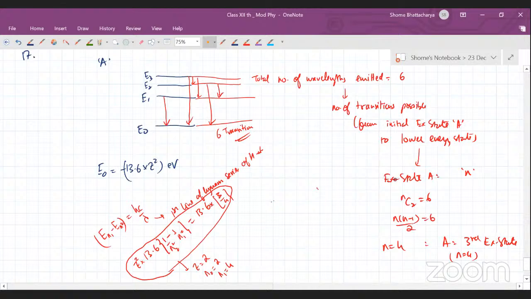From this we have already found out that the higher quantum state is 4. So for n1, n2, we can try all combinations, n1 from 2 to 4 and n2 from 1 to 3. We'll see that it will fit only for this. So that means Z has to be equal to 2, and this particular photon going from the third excited state to the first excited state, this middle one, will give you the energy of the first line of Lyman series.